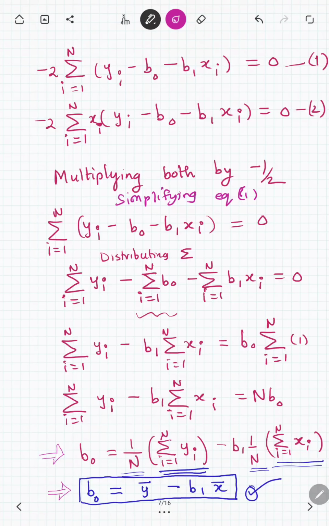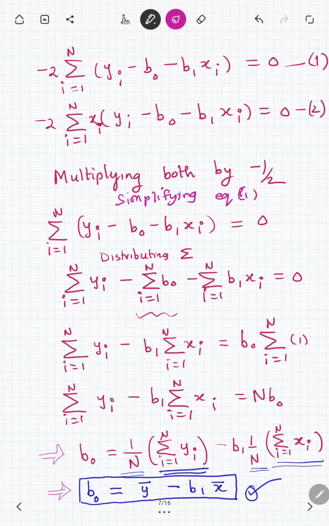So minus 2, so basically we can just multiply it by minus half on both the sides, so that is gone. And then we'll distribute summation, that is we'll take the summation inside the bracket. So summation applied on yi minus summation applied on b naught minus summation applied on b1 xi.